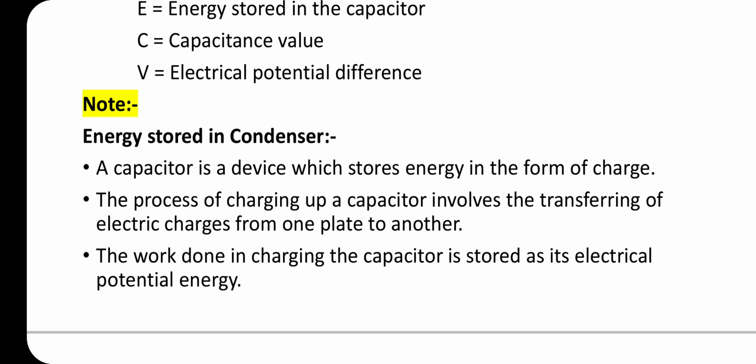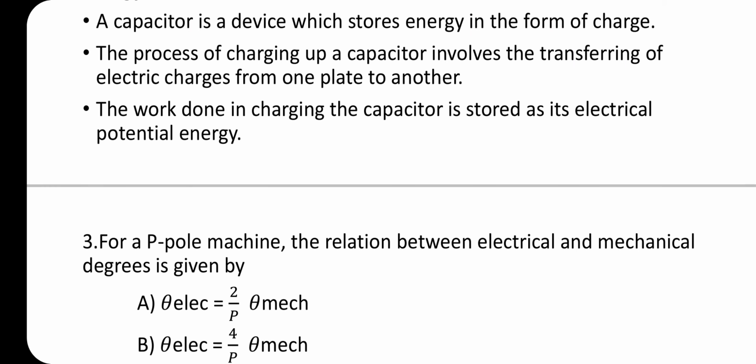Note: energy stored in condenser. A capacitor is a device which stores energy in the form of charge. The process of charging up a capacitor involves the transferring of electric charges from one plate to another. The work done in charging the capacitor is stored as its electrical potential energy.